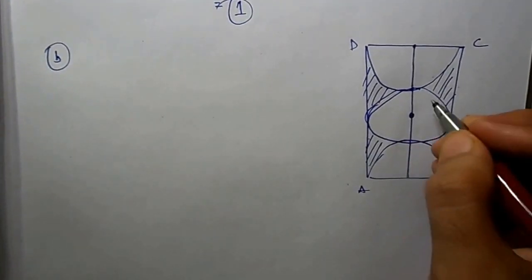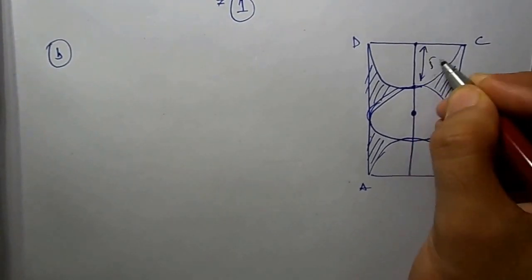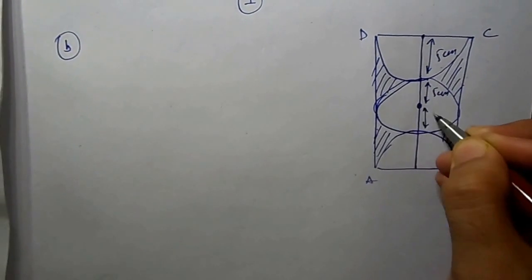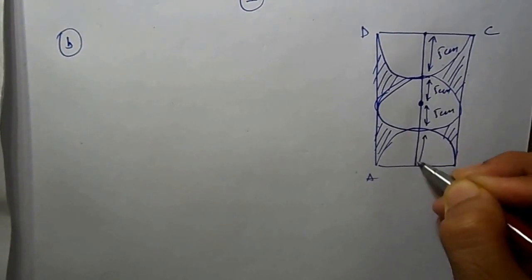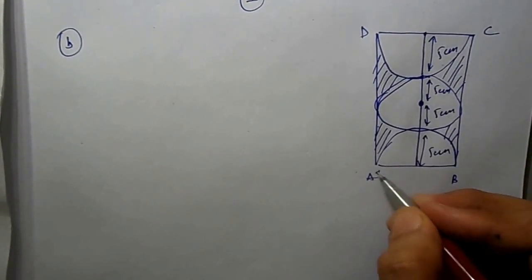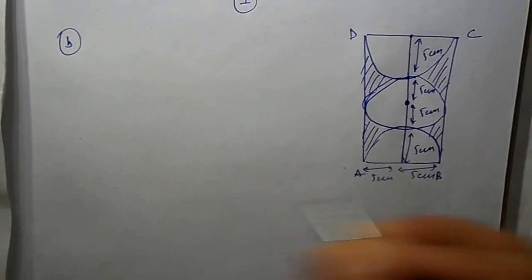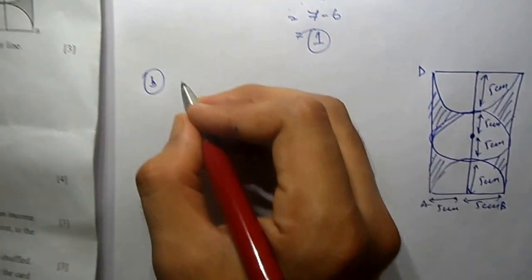This is the center. So this will equal 5 cm as given. This equals 5 cm. This equals 5 cm. This also equals 5 cm. This equals 5 cm. This equals 5 cm. So let's first calculate the area of the whole figure.